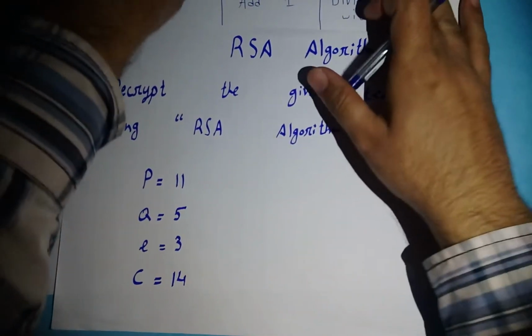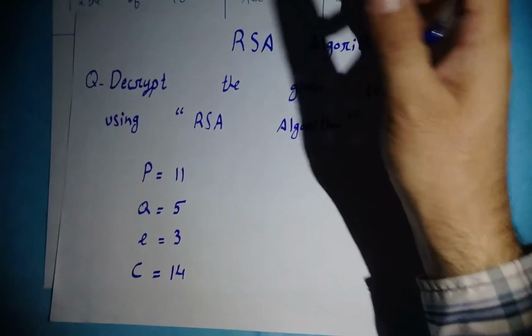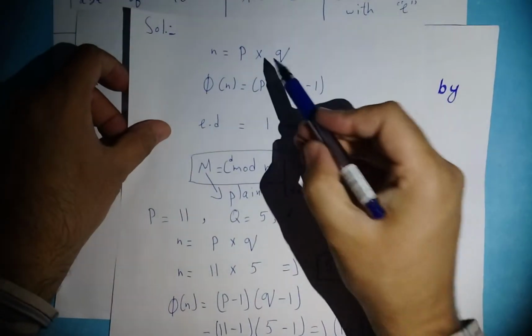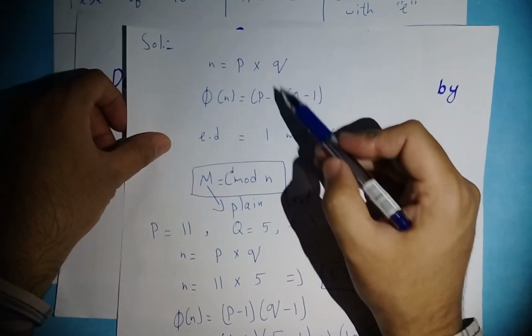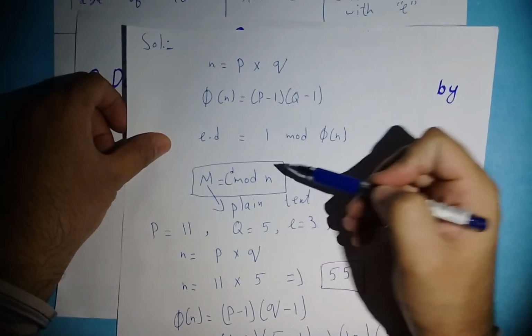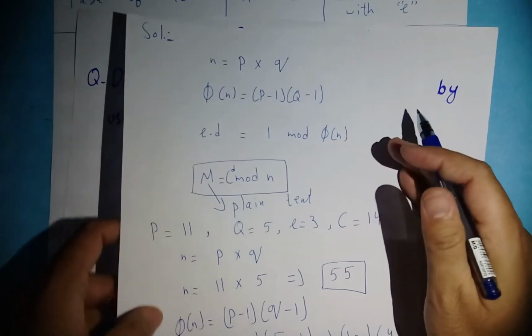In short, what you need to do is just remember these 4 formulas, 1 2 3 4, for decrypting the text.